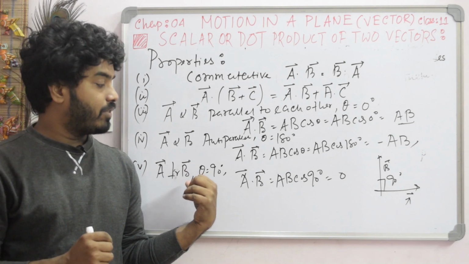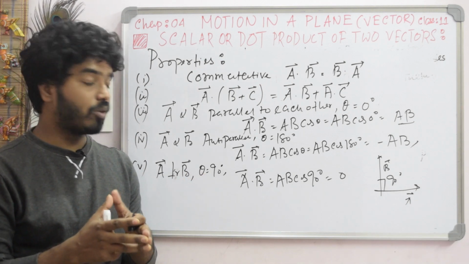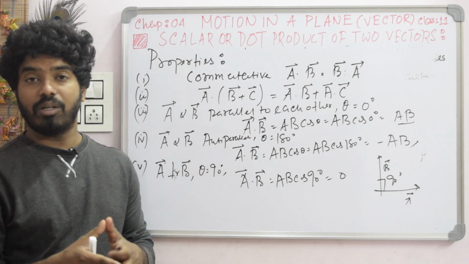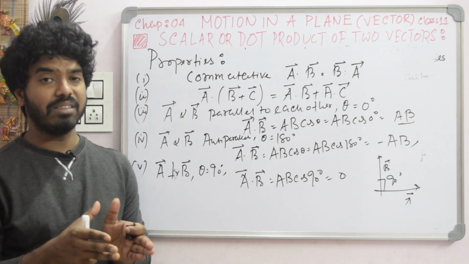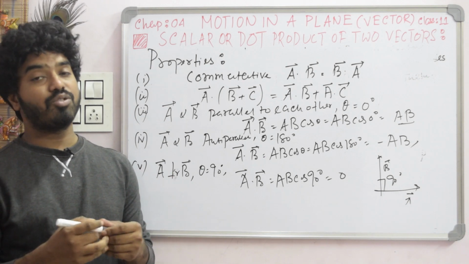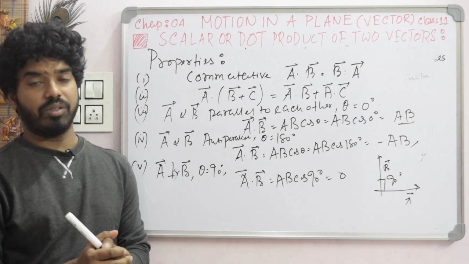Okay. Suppose a question is given where the dot product of two vectors is 0. Now, what is the significance of it? That means vector A and vector B are perpendicular to each other.